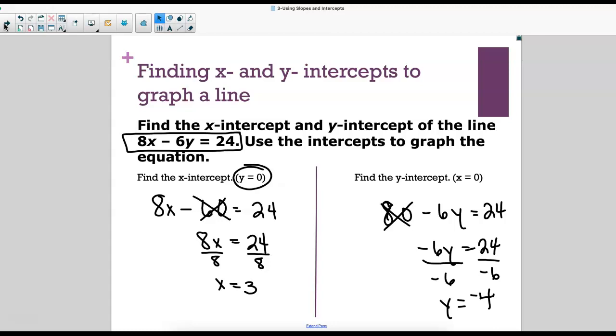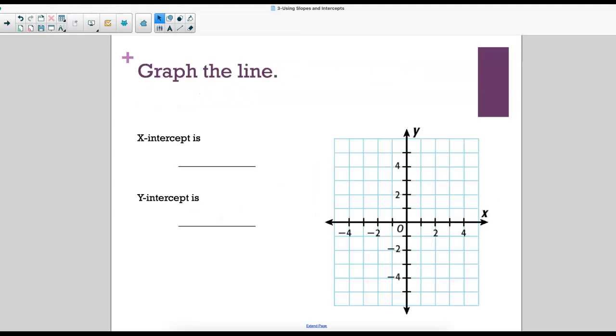Did you notice we got the same answers as the last one? Did you notice any similarities between the equations? They have the same graph. So if I graph this, the x-intercept was x equals 3, and y equals negative 4. x equals 3 is right here. y equals negative 4 is right here. Draw your line, we have the graph. They're the same thing.